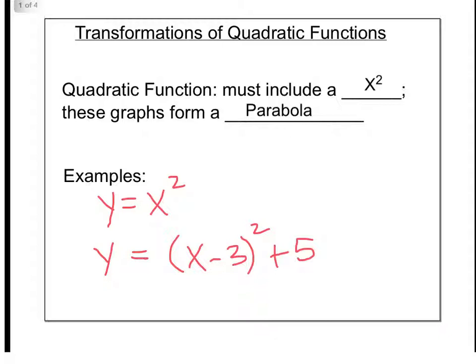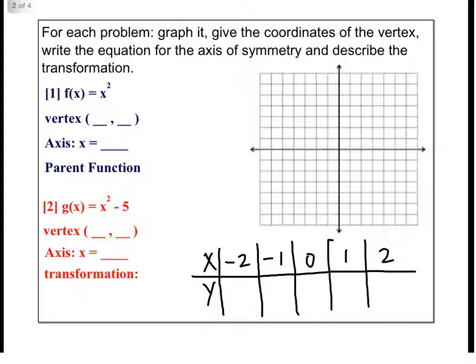Some examples of this are y is equal to x squared for an equation, or y is equal to x minus 3 squared plus 5. So this one on the bottom here, that's mainly what we're going to be working with. And if you remember, that is called the vertex form of a quadratic equation. So we're going to jump right into some examples.